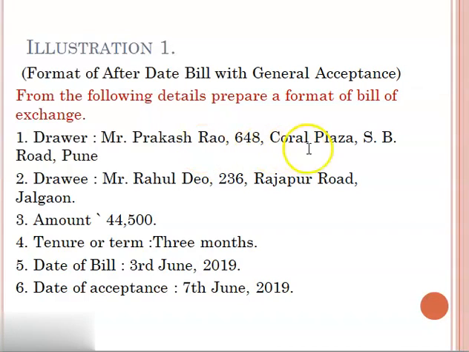Drawer, his name and address is given over here. Mr. Prakash Rao, 648 Coral Plaza, SB Road, Pune. Name of drawee, Mr. Rahul Dev, 236 Rajpura Road, Jalgaon. Amount of the transaction 44,500. Tenure or term 3 months. Date of bill 3rd June and date of acceptance 7th June. And there are no terms and conditions that we can see in this bill, and therefore it is called here general acceptance.